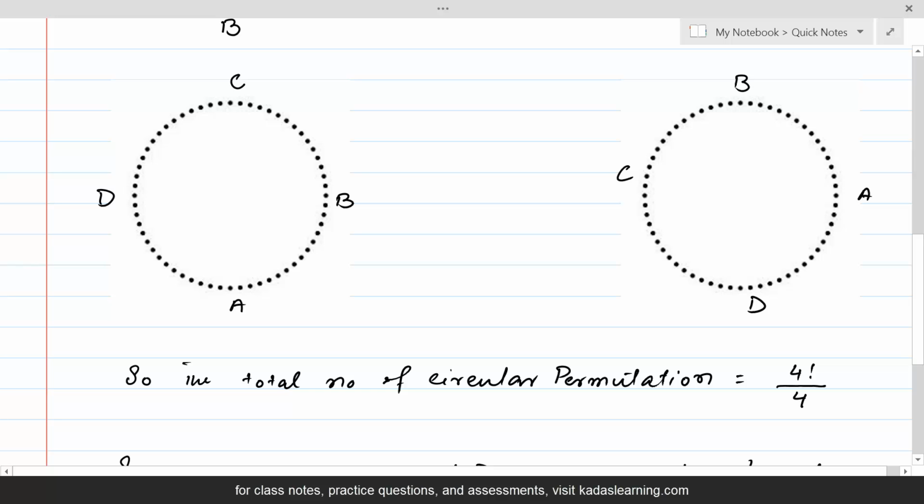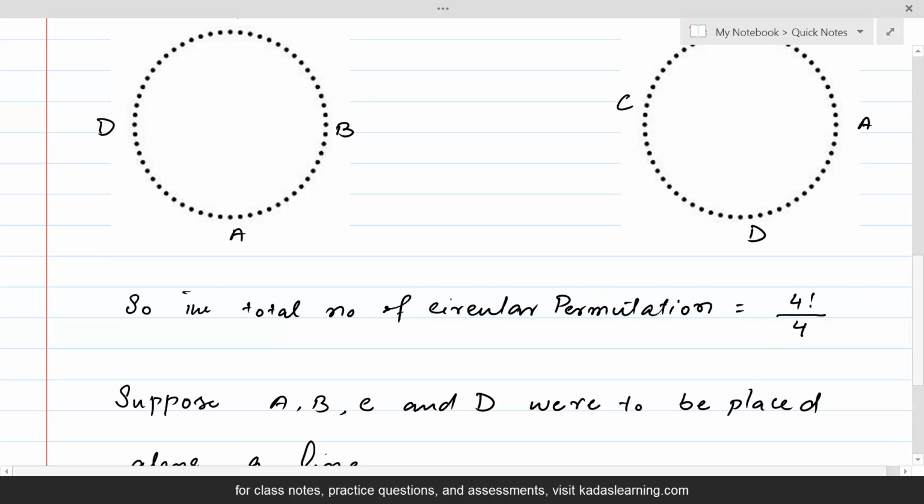That's why in circular permutations, we have the total number of permutation equal to 4 factorial by 4, which can be in fact written as 3 factorial because 4 factorial means 4, 3, 2, 1 divided by 4. So this 4 gets cancelled with this 4, which gives us 3 factorial.